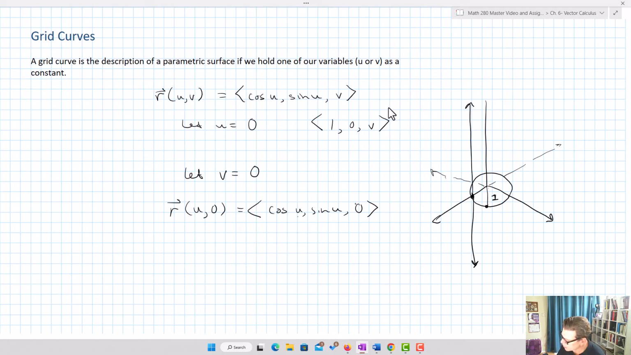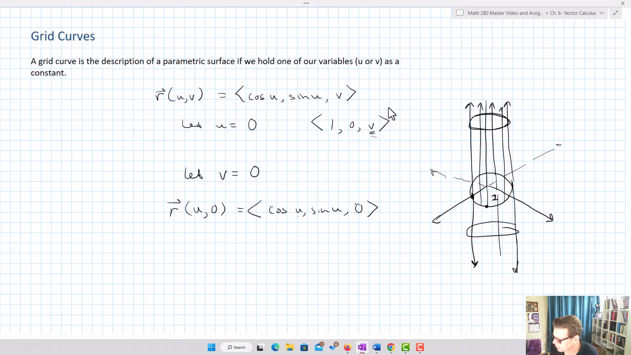So when we put those two grid curves together, what you'll see is that if I choose any value for u, I'm going to get lines coming out, but those lines are only going to be on this circle. Conversely, if I pick a value for v, say v equals 5, I'm now going to have a circle up at v equals 5 at the top there. So we can put the two together and see that what we get is a cylinder.